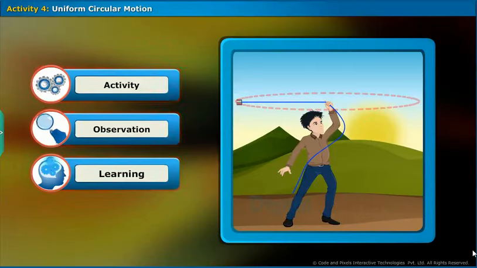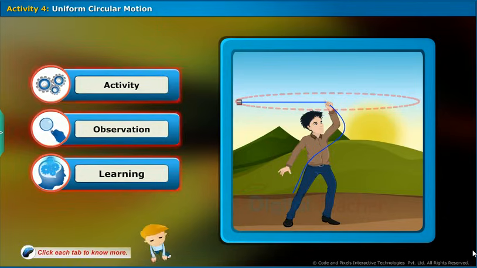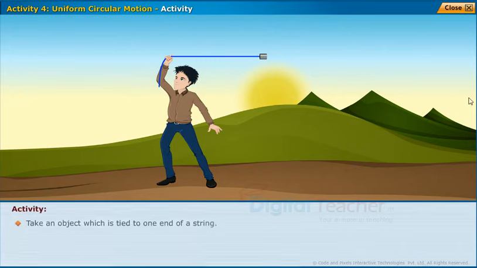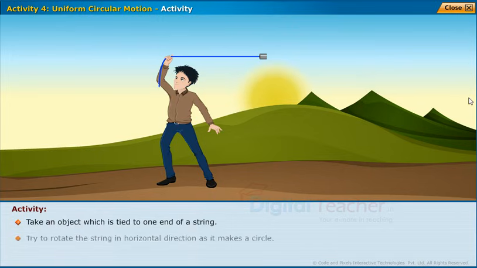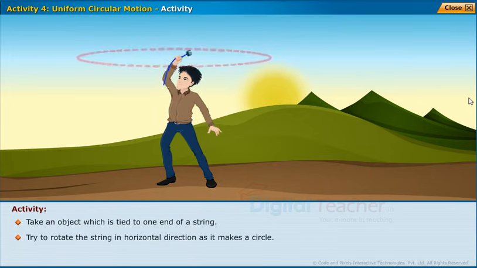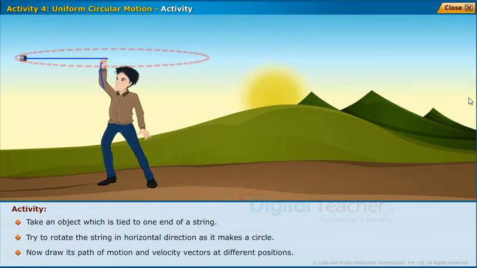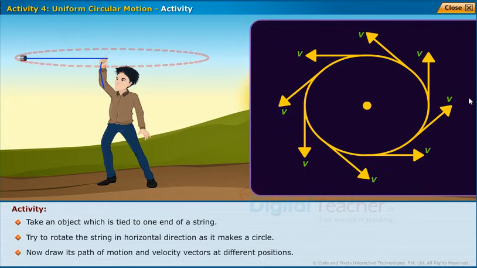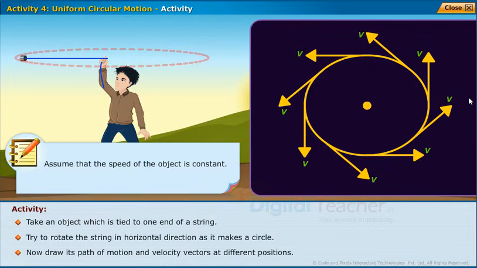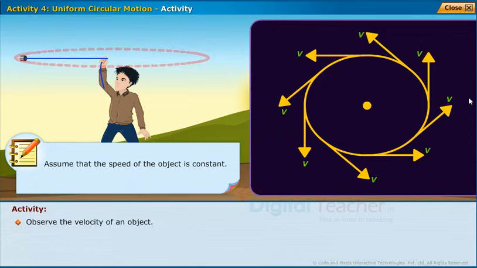Let us perform an activity for observing uniform circular motion. Click each tab to know more. Take an object which is tied to one end of a string. Try to rotate the string in a horizontal direction so that it makes a circle. Now, draw its path of motion and velocity vectors at different positions. Assume that the speed of the object is constant. Observe the velocity of the object.